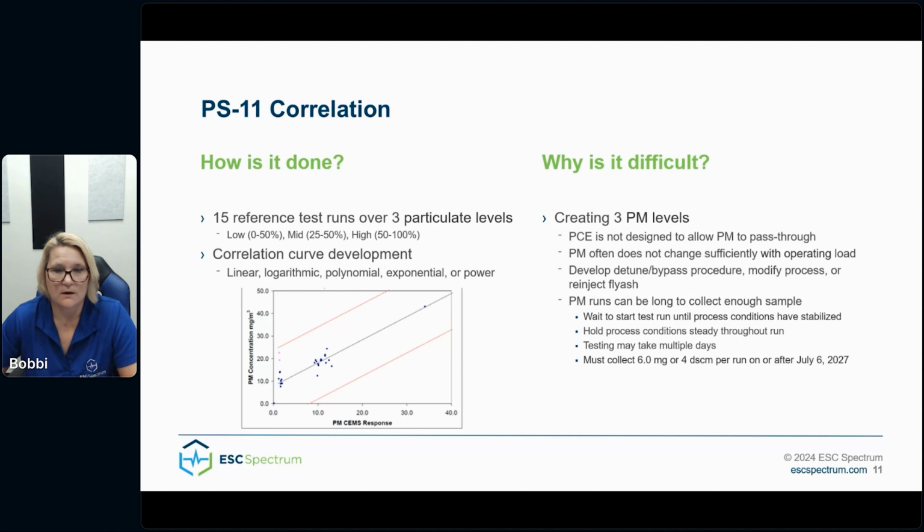PM runs can be long in order to collect enough sample. You'll need to hold the process conditions steady throughout the run. You'll need to ensure that the process is stable before beginning the run. The new rule also stipulates a minimum collection per run. The time it takes to switch from one process condition to the next and stabilize before beginning the next run will vary, and it may take minutes to hours depending on your methodology, so you'll need to build this into your testing schedule.